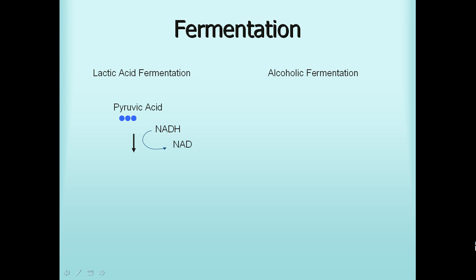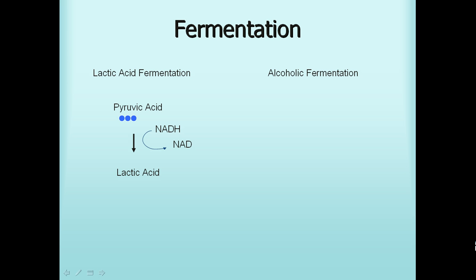Fermentation occurs when there is no oxygen available. In fermentation, there are two main types. There's lactic acid fermentation and alcoholic fermentation. Lactic acid fermentation starts off with pyruvic acid from the glycolysis. NADH then donates a hydrogen to it and releases NAD, which produces lactic acid.